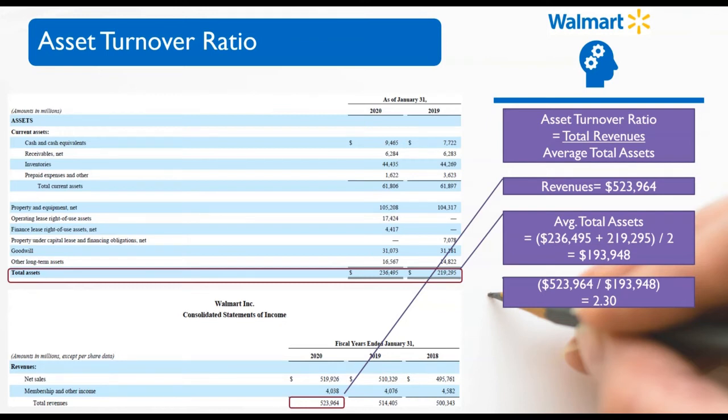So now what does this mean and how does it compare to what we saw at Amazon? Well, this tells us that Walmart is able to generate around $2.30 per year for every dollar of asset it owns on its books. When we compare Walmart to Amazon, we can see based on this ratio that Walmart is actually more efficient than Amazon when it comes to generating revenues from its assets.